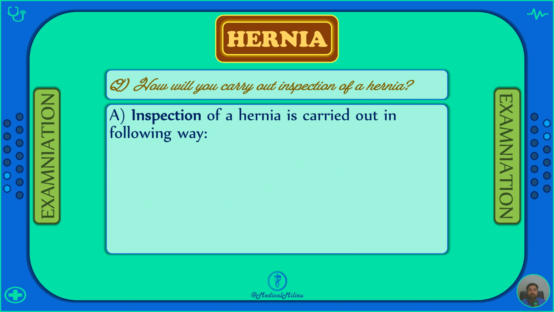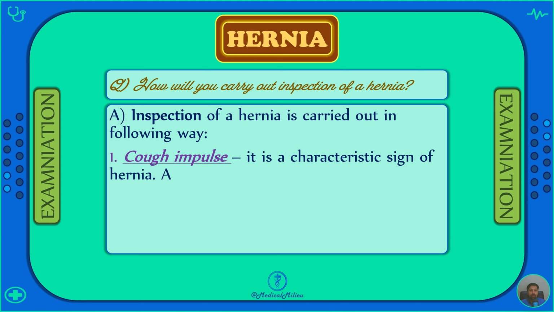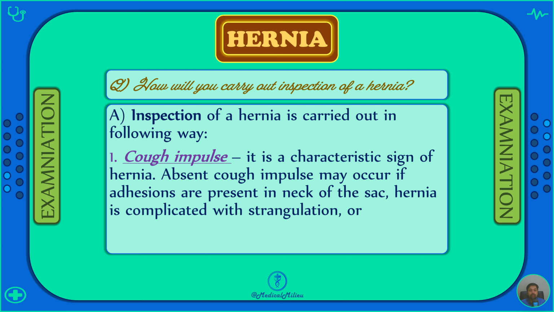Inspection of a hernia is carried out in the following way. Cough impulse test, it is a characteristic sign of hernia. Absent cough impulse may occur if there are adhesions in the neck of the sac, or the hernia is complicated with strangulation, or the swelling is something other than that of a hernia.